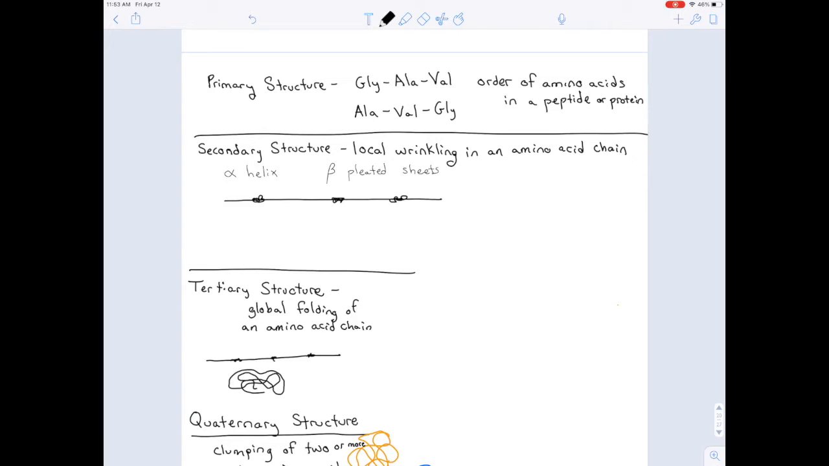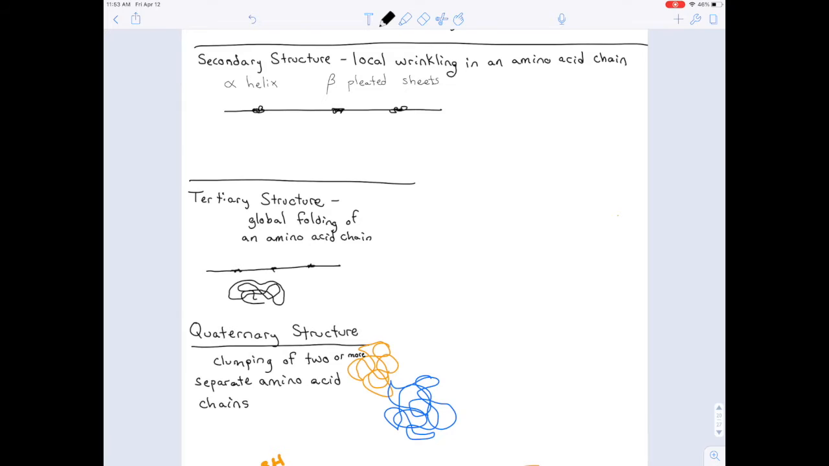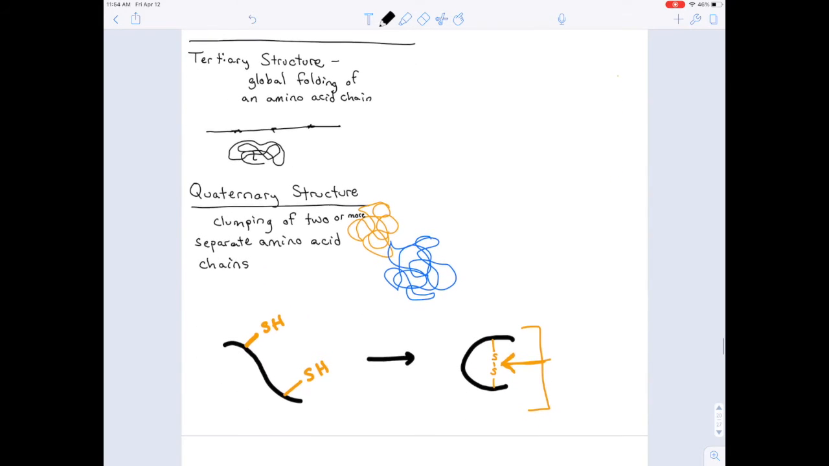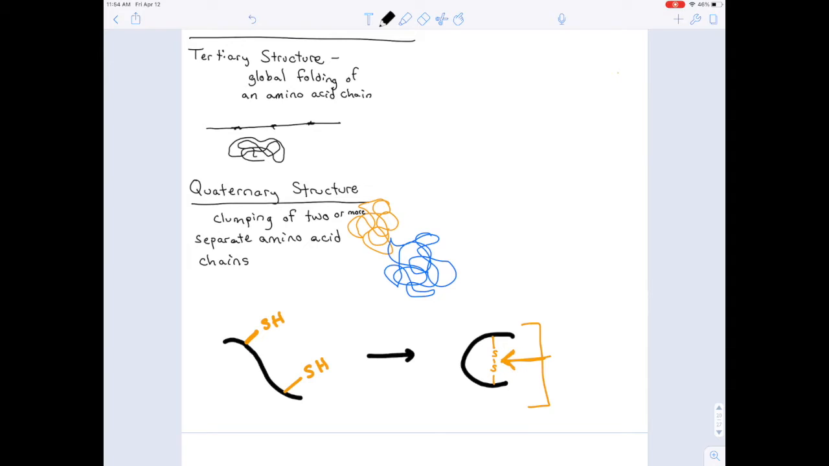The secondary structure talks about, once you have that chain, how it can wrinkle locally. So usually this would be in a coiled pattern, like a spring, in which case it's an alpha helix, or it would be in repeating pleated sheets. Those are beta pleated sheets. So those are ways that the peptide chain can wrinkle in a local area. That's a secondary structure. The tertiary structure is how, as a whole, the protein folds, how it goes from a straight chain to a coiled up one as a whole.